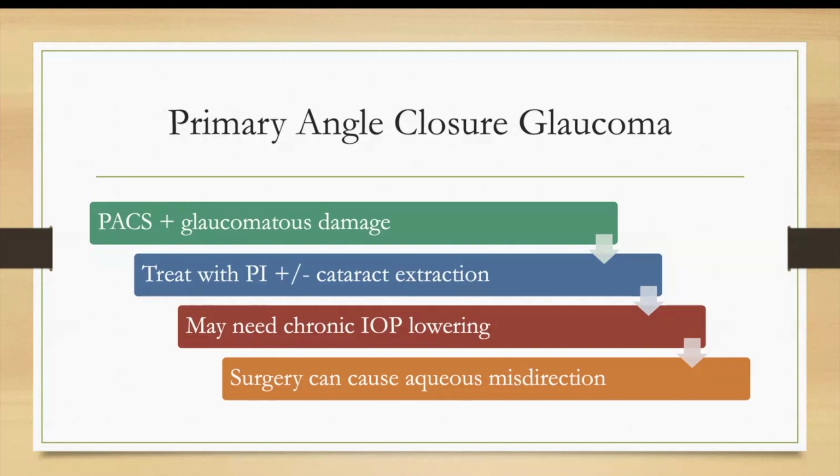And in a later session, we'll talk about iatrogenic glaucomas and things that we can do as ophthalmologists that sometimes cause high pressures. So we'll talk about aqueous misdirection in another session, but just bear in mind patients who are predisposed to primary angle closure, if they're hyperopic, then these are patients who even a cataract operation can cause aqueous misdirection.